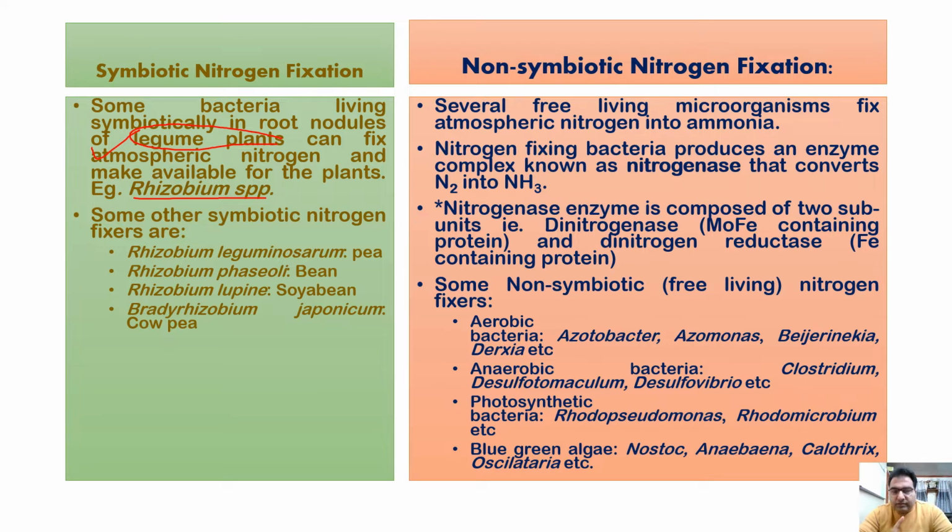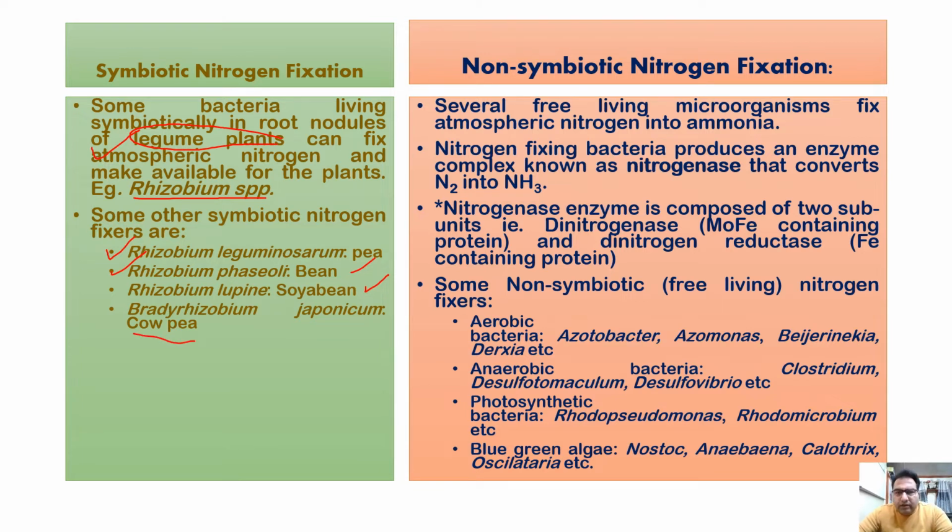In this topic, don't get confused about symbiotic and non-symbiotic nitrogen fixation. Symbiotic nitrogen fixation is carried out by symbiotic bacteria, and those mostly belong to the Rhizobium species. So it is Rhizobium leguminosarum, that is pea, Rhizobium phaseoli, that is bean, Rhizobium lupini, that is soybean, or Bradyrhizobium japonicum, that is cowpea.